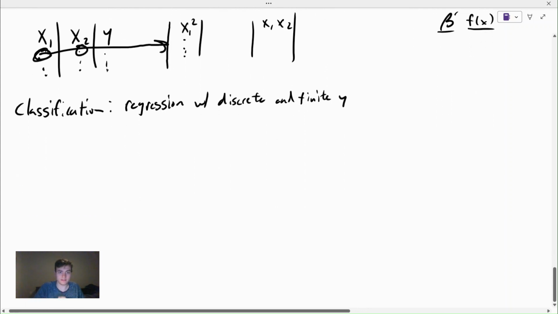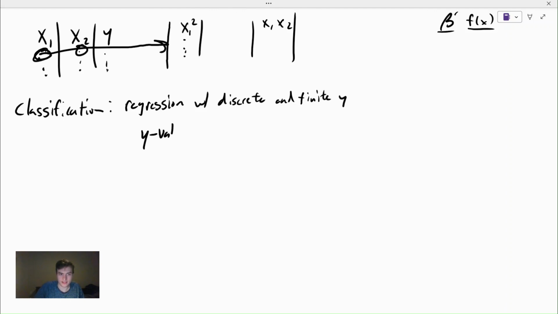Anyways, back to classification. We've introduced that it is actually just a subset of regression problems. Classification problems have discrete and finite y, so there's a certain number of values, and we call those y values classes, right? Y values are called classes. For example, we could have a data set like this.